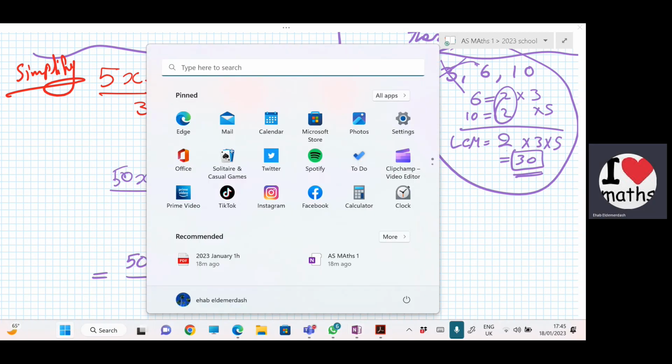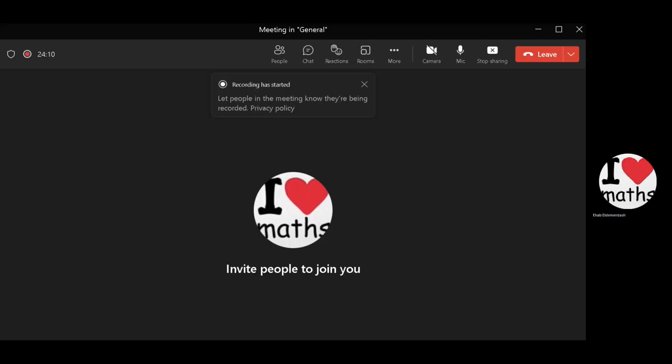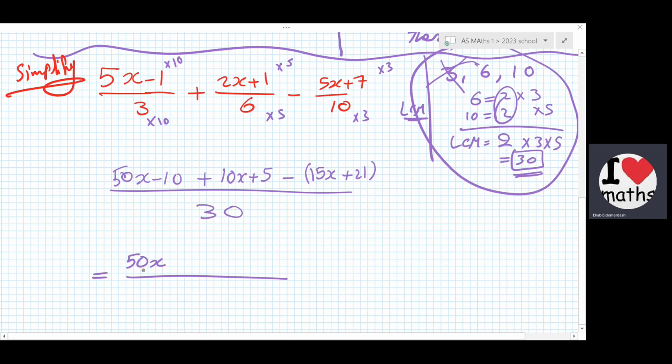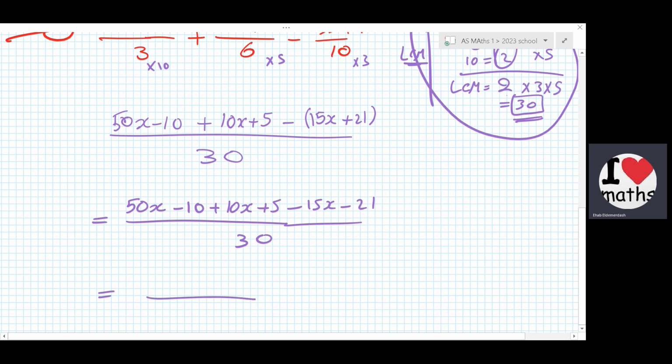50x. Did I make a mistake or not? No, I did not make a mistake. Okay. So here I have 50x minus 10, or just minus 10, and after that plus 10x plus 5 and minus 15x minus 21, over what? Over 30. Let's go for simplifying. 50x plus 10x together will be 60x, minus 15x, what does that give? 45, right? So it's 45x. After that I have negative 10 plus 5, this will give me negative 5. Negative 5 with negative 21 will give me negative 26, totally over 30.